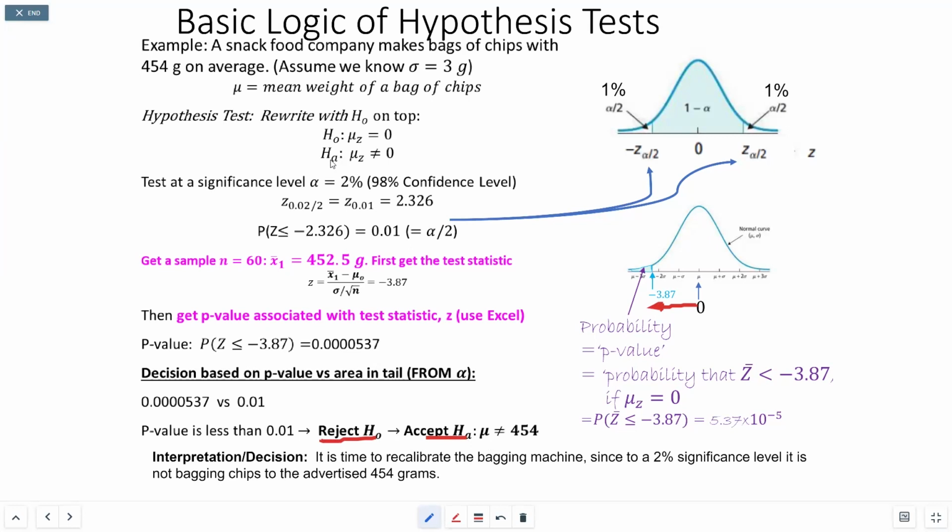And the alternative up here was that mu sub z does not equal 0, but that actually can be translated back into the original units, which from a few slides ago was that the average is not equal to 454 grams. So the interpretation or the decision, and you always want to do this at the end of a hypothesis test, is that it's time to recalibrate the bagging machine, since at a 2% significance level, it is not bagging chips to the advertised 454 grams.